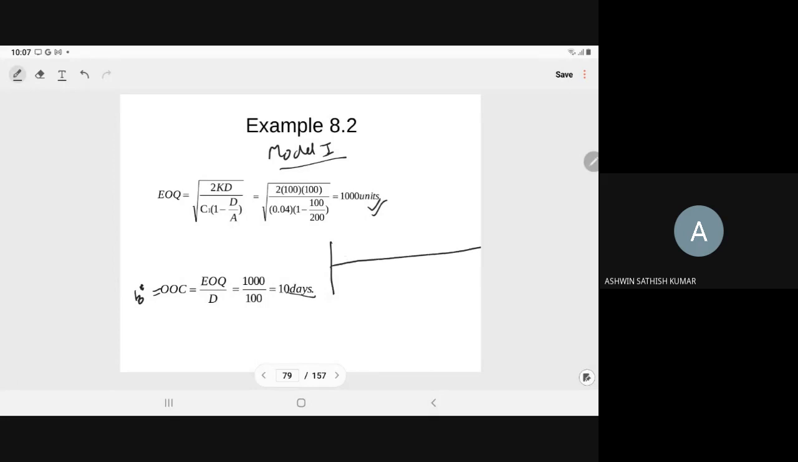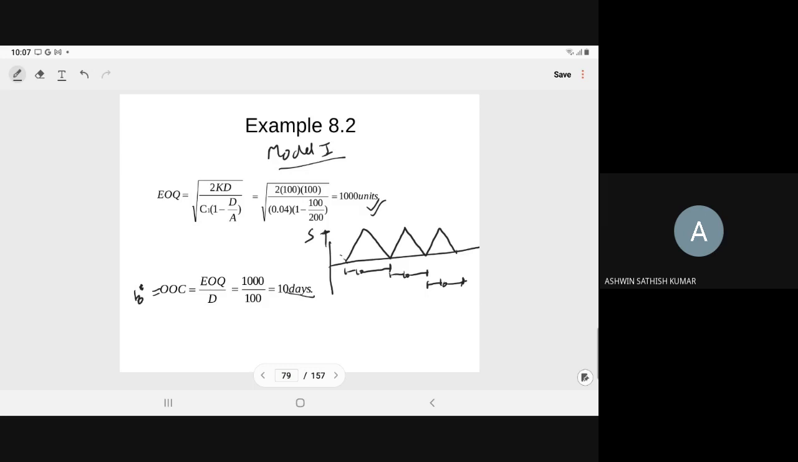If you see the graph, it is of model 1. So it will be like this. In this case, the reorder point is given to you as 10 days. This is 10 days, this is 10 days. And here we have the S. By maintaining the current demand, we have to produce the 1000 unit in one run.